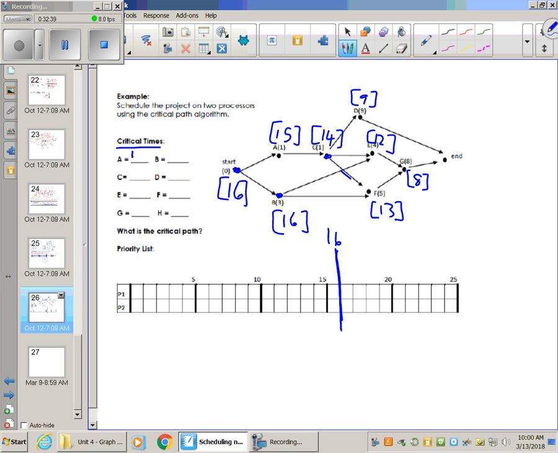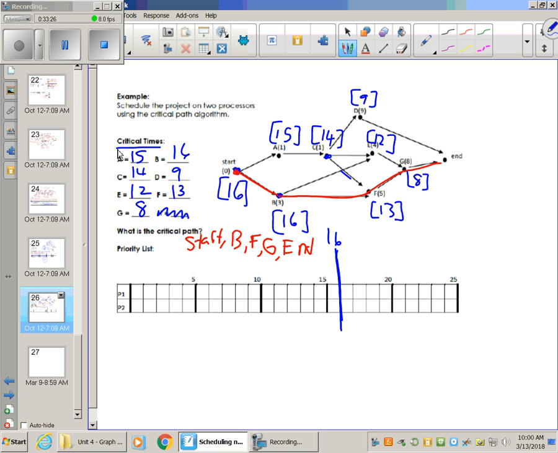Okay, so again, all my critical times were 15, 14, 12, 8, 16, 9, 13, and there was no H. Okay? So the critical path, the longest path that gave me that time, was from start to B, to F, to G, and to the end. That was the longest path. So that was start, B, F, G, and N. Okay, so let's go through the scheduling process.